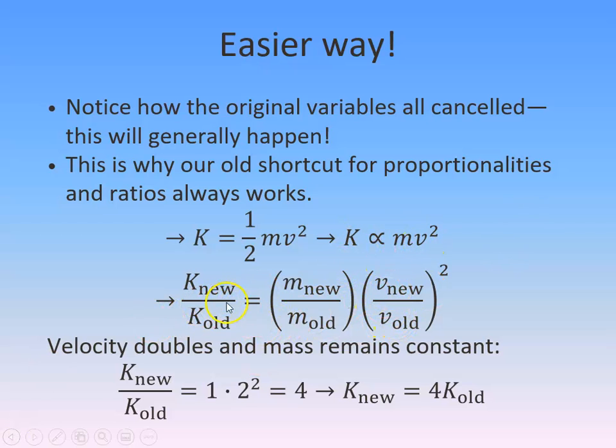So the ratio of kinetic energies is equal to the ratio of masses times the square of the ratio of speeds. Plug in the ratios. The ratio of masses was 1. I was a bad physics student here. I didn't write my givens, but the ratio of velocities is 2. So the ratio of kinetic energies is 1 times 2 squared, which is 4.